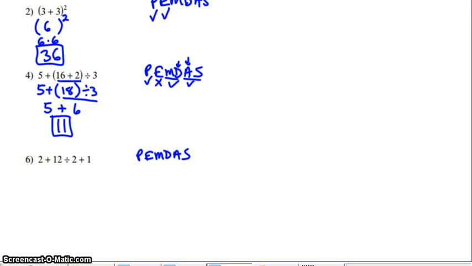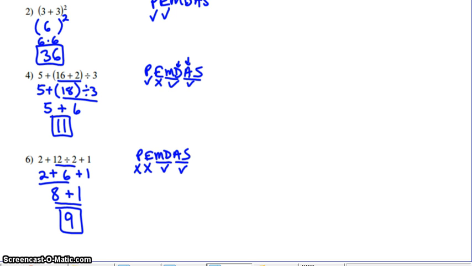This one's just a little tricky. That's why it's third in the list. There is no parentheses. There are no exponents. Multiplication and division. Yeah, I have division right here, so I'm going to do that. 12 divided by 2 is 6, and I bring everything else down. Now add and subtract. We have all addition, and addition is commutative, so we could do whatever we want first. We could do 6 plus 1, we could do 2 plus 6. But let's just work left to right. 2 plus 6 is 8. 8 plus 1 is 9.